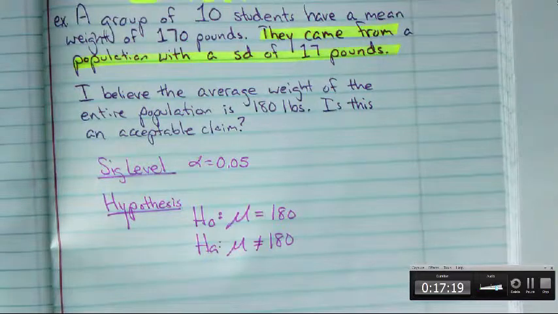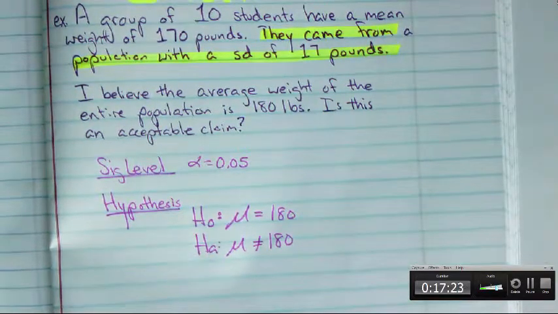If it said, does this seem to be too high, then you'd be testing, is mu actually less than? If it asked whether it seems too low, you'd be testing, is mu actually greater? Does that make sense to everybody? That would turn it from a two-tail into a one-tail. But right now it doesn't say anything like that, so we're just going to treat it as a two-tail test.